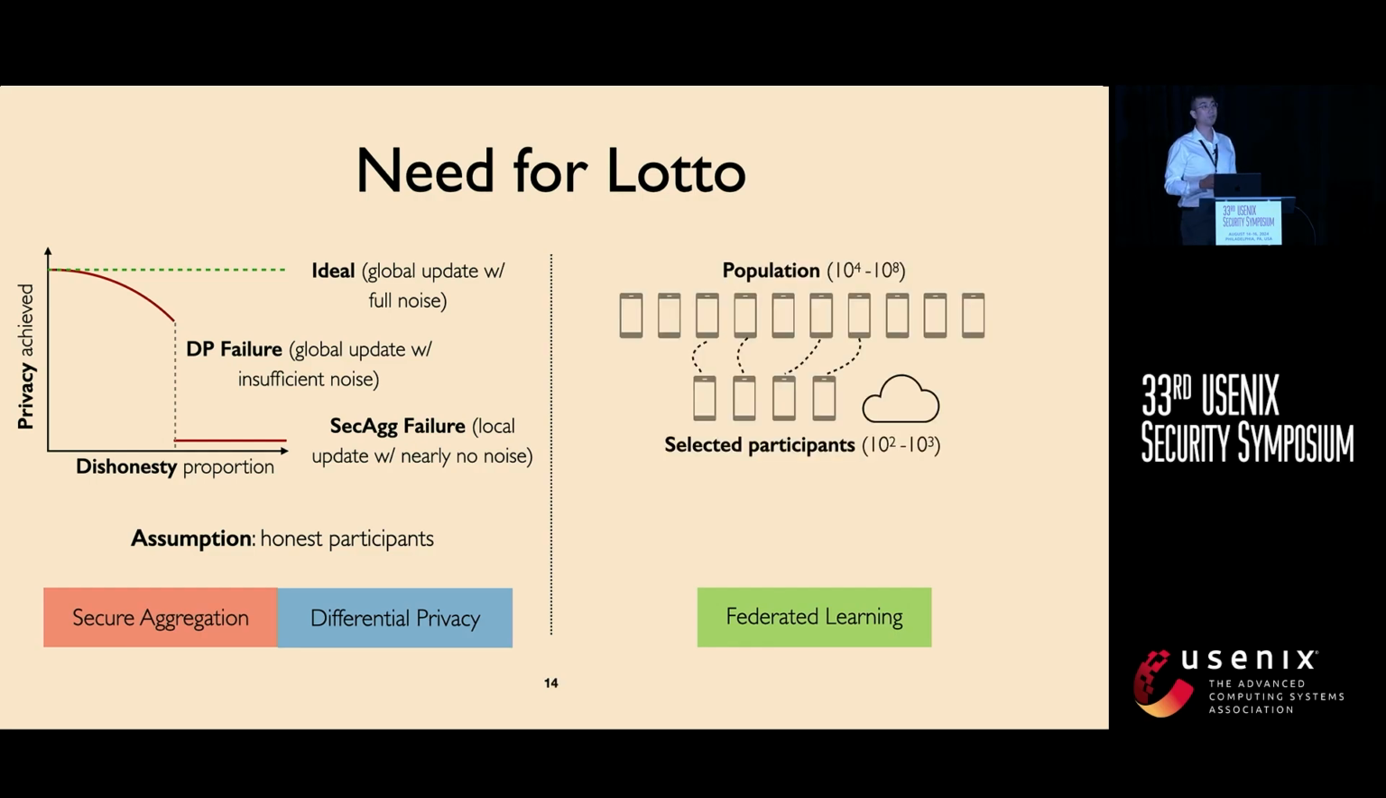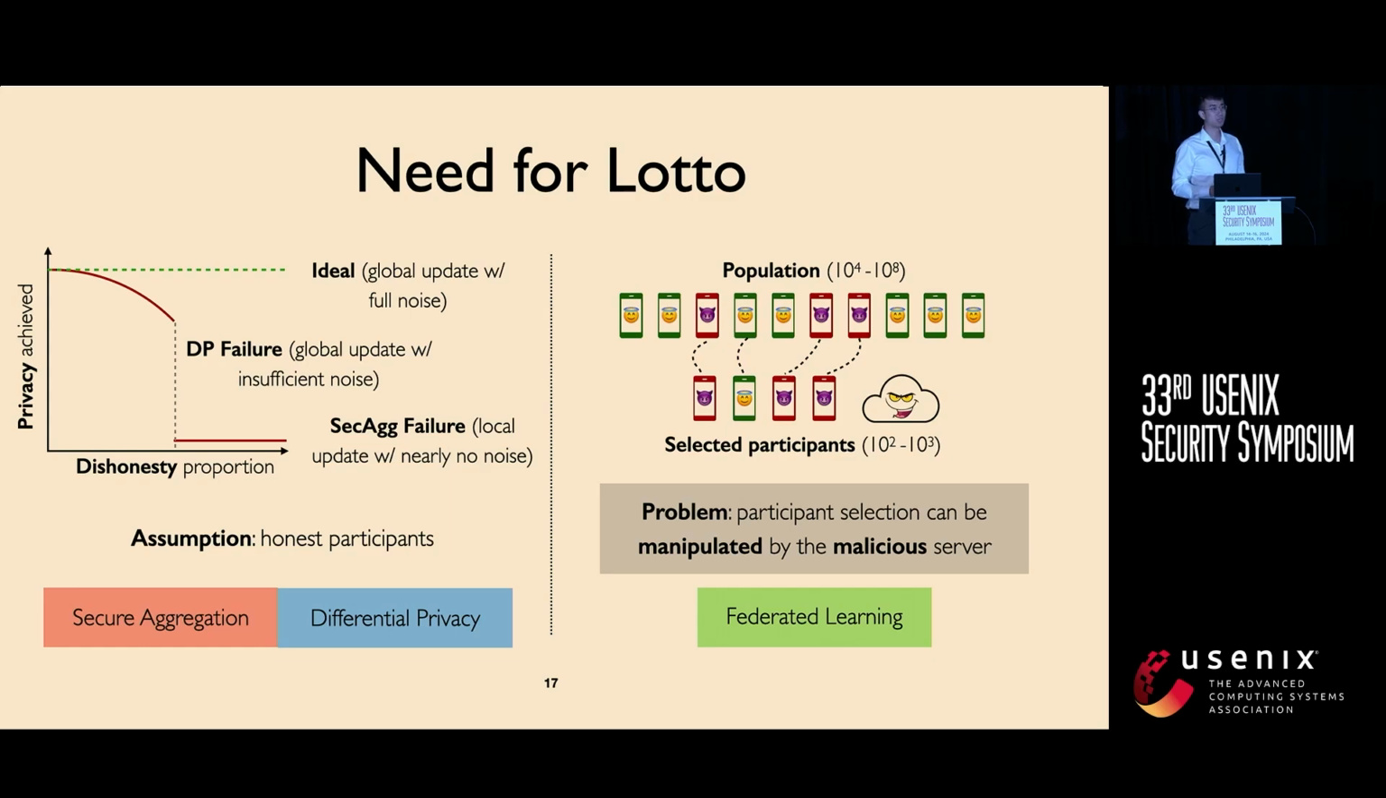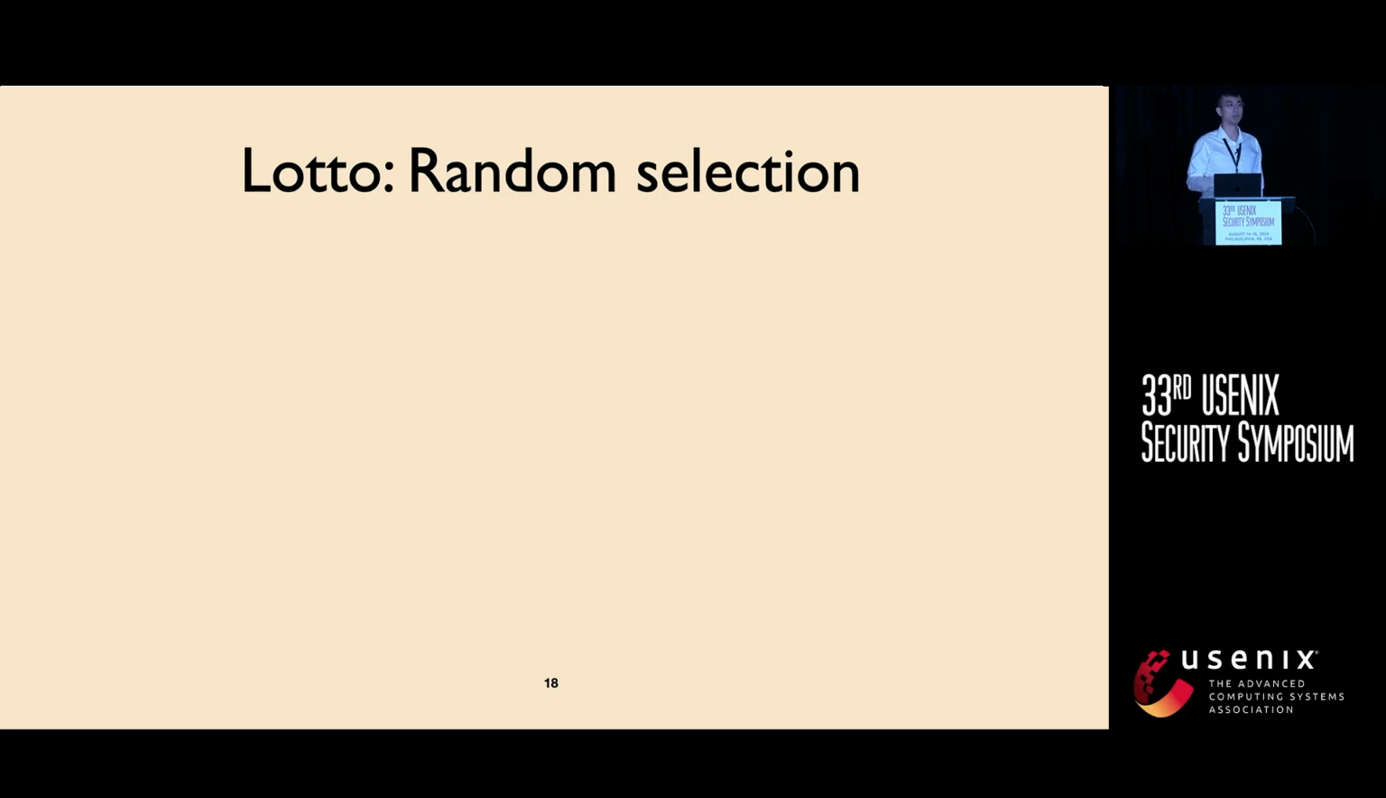As we all know, in FL, it is the server alone who decides which participants join. This is normally done by random sampling, or by choosing the best performing clients based on some user metrics, like the user data quality or system speed. However, if the server is malicious, it can collude with those dishonest clients. It can select as many of them as possible to form a dishonest majority. And this will directly break secure aggregation and differential privacy, but there was no solution before. That is why we have Lotto, the first ever secure participant selection framework for FL.